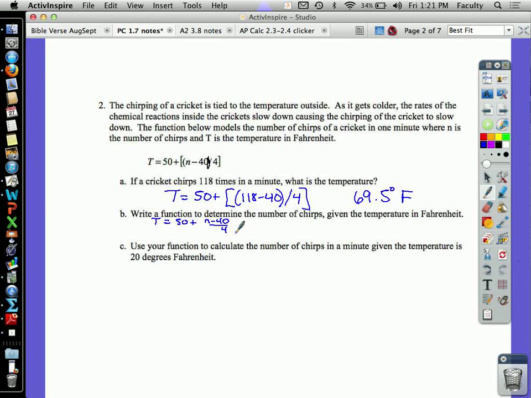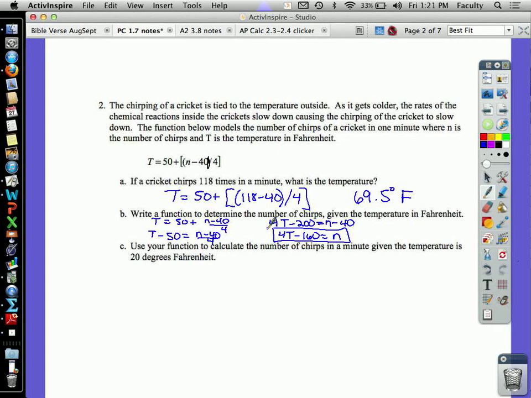Okay, if you're having a little bit of trouble with B, this is a very interesting problem. I'm going to rewrite it as n minus 40 divided by 4. Okay, that's what that parenthesis means. So you could subtract 50, and then you would need to multiply both sides by 4, and you're going to get 4t minus 200 equals n minus 40, and then add the 40. So n equals 4t minus 160.